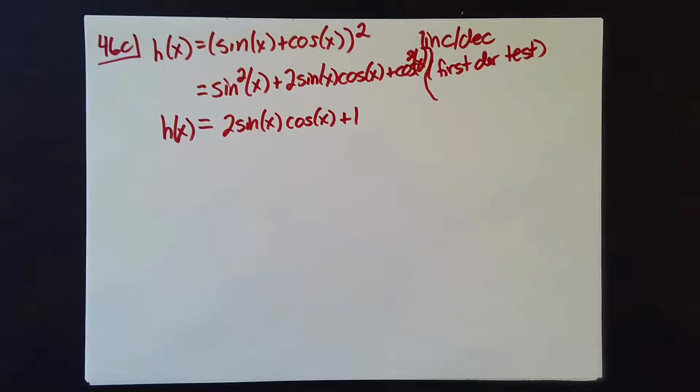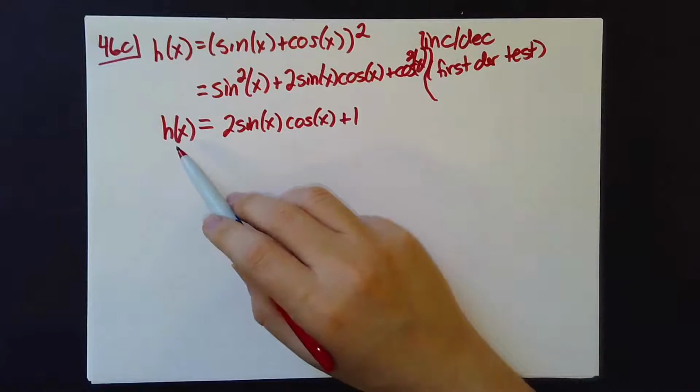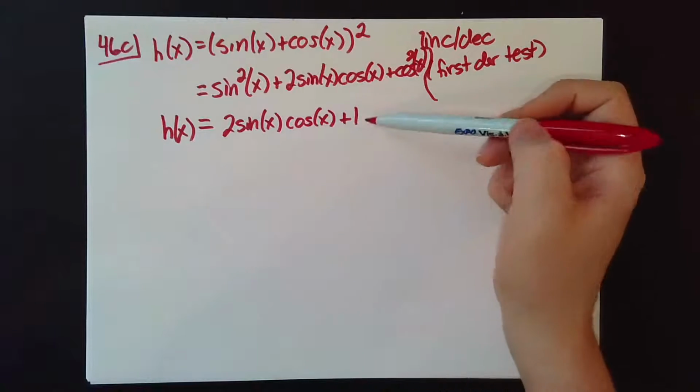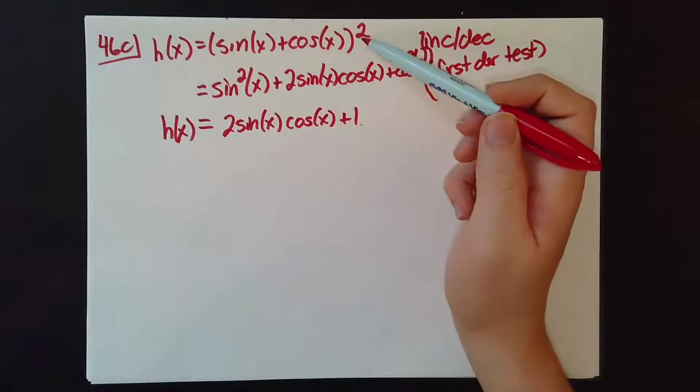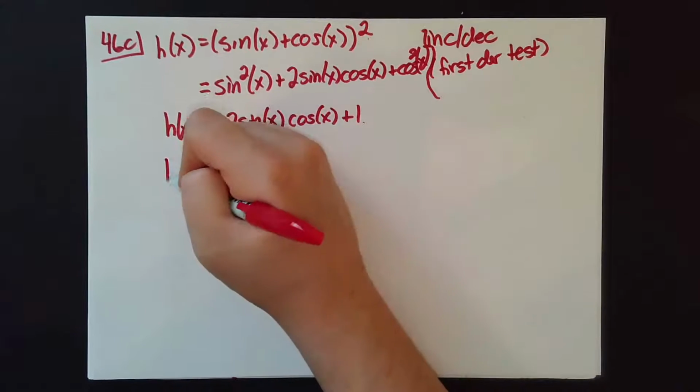Okay. Now, important note, this is not the derivative. This is just h of x. So I still have to take the derivative, but I'd much rather take the derivative of this than take the derivative of that. So using trig identities has saved us some amount of work here.